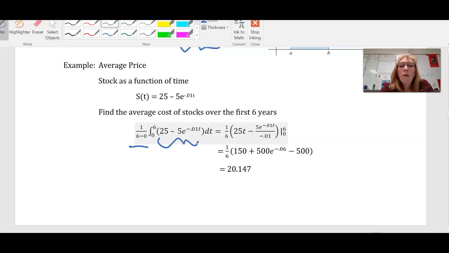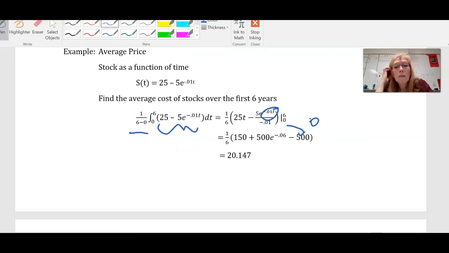Okay, so now I'm going to do my integration, 25t, negative 0.01t over the negative 0.01 for my e, from 6 to 0. You're going to plug in the 6 and the 0. When you get the 0, remember right here, this whole thing becomes 1 for back here, because this is what represents 0. Sorry about that jump. Type it into your calculator, and your answer was 20.147. All right, pause and try yours.